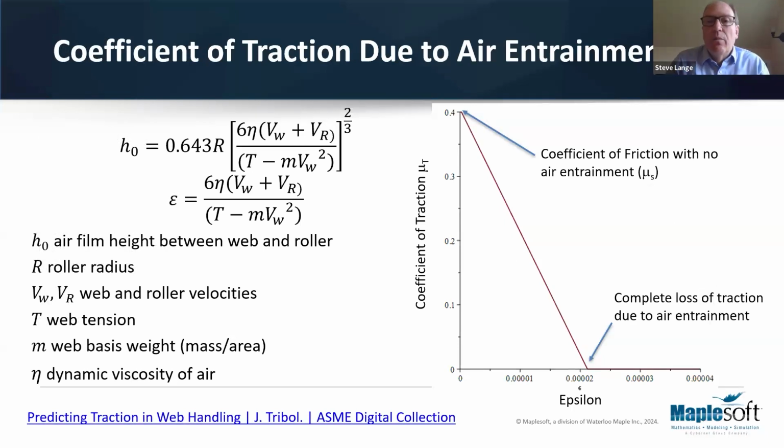This is based on a foil bearing equation. And it has things like the web velocity, the roller velocity, web tension, and the mass of the web, or basis weight, and so forth. And that term in brackets, epsilon, since it has a lot of velocity terms in it, you can plot that and calculate what is your actual coefficient of traction.